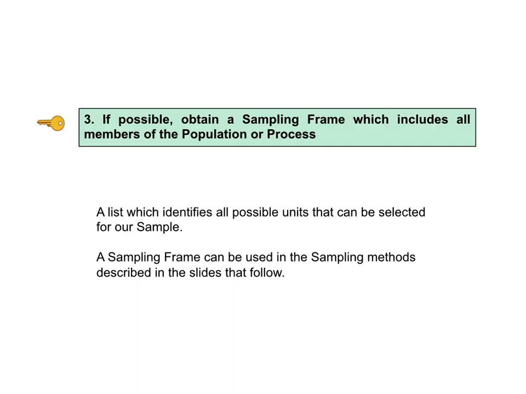Okay, that's it for sampling bias. Now we have key to understanding number 3, which says, if possible, obtain a sampling frame, which includes all members of the population or process. A sampling frame is a list which identifies all possible units that can be selected for our sample. An example would be a list of registered voters or a numbered list which uniquely identifies each item produced in a manufacturing run. A sampling frame can be used in the sampling methods described in the slides that follow.